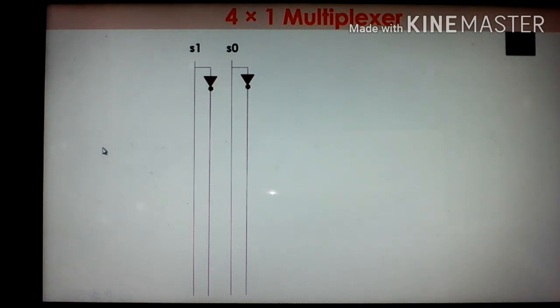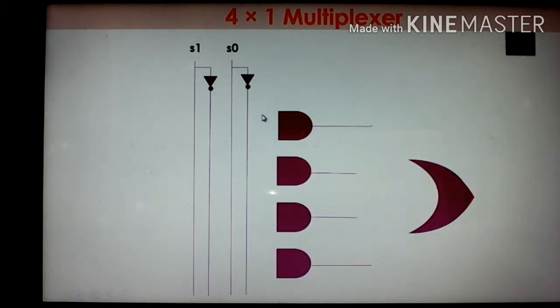First we have to draw the two select lines, that is S1 and S0. This is the high value line and this is the low value line. Here the low value line is connected with a NOT gate. Then in the next step we have to draw the AND gates corresponding to the number of input lines. In a 4 into 1 multiplexer there are two select lines, so it contains 4 input lines, that means 2 raised to n. So we have to draw 4 AND gates, and the output of these AND gates should be connected to a single OR gate. So we draw the 4 AND gates and an OR gate.